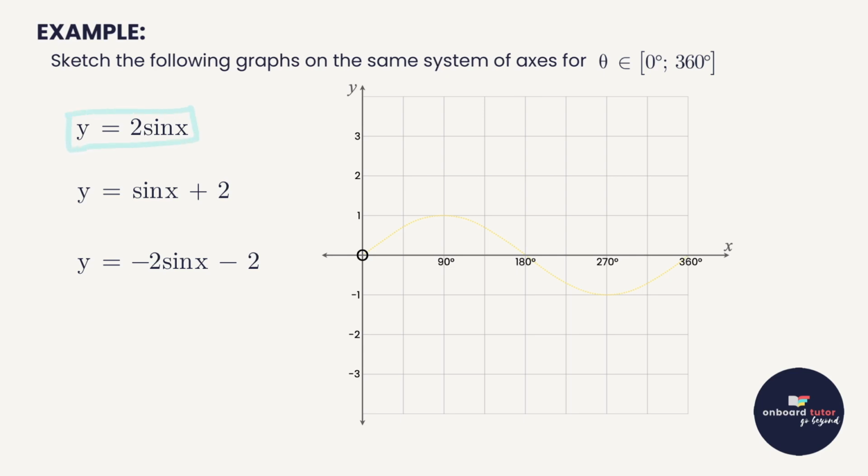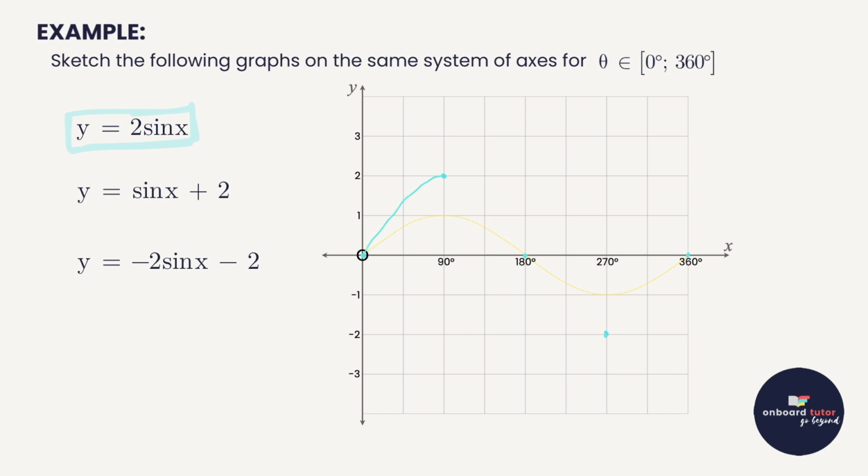So let's color code. We're going to do this first one in blue. Okay, y is equal to 2 sine x. So I'm going to take every y value on my parent graph, and multiply it by 2. Okay, so at 0, 0 times 2 is 0. Then at 90, we are sitting on 1, and 1 times 2 is 2. At 180, 0 times 2 is 0. At 270, we're sitting at minus 1. Minus 1 times 2 is minus 2. And at 360, again, 0 times 2 is 0.